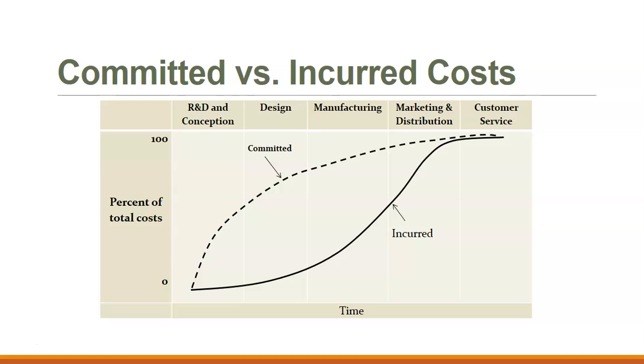We're going to talk about the differences between committed versus incurred costs throughout the life cycle costing. So some products have a much longer life cycle than others. And at what time do we commit the costs versus when the costs are actually incurred?